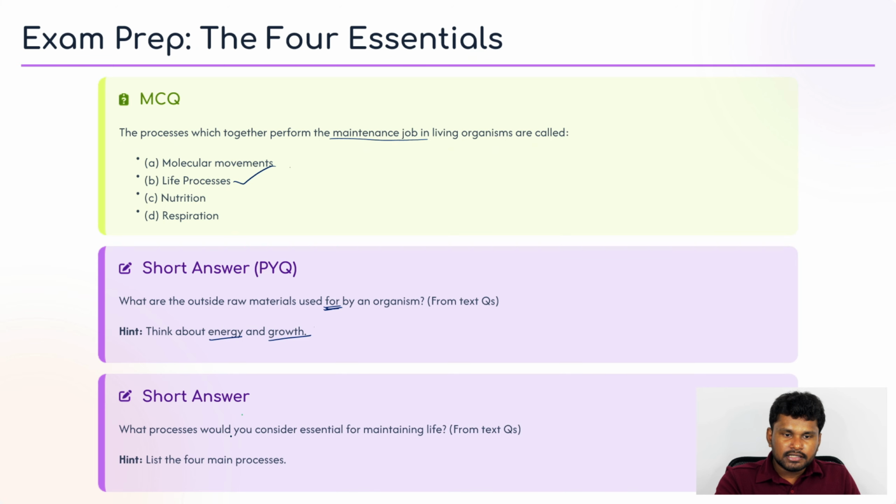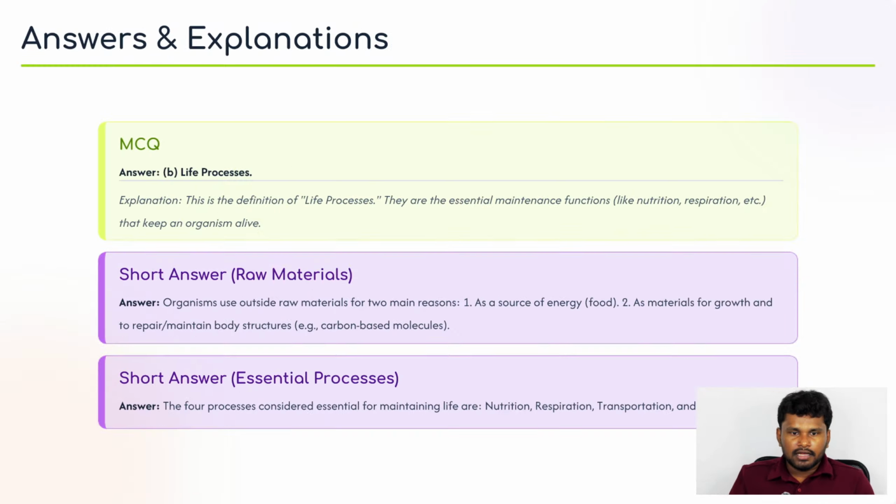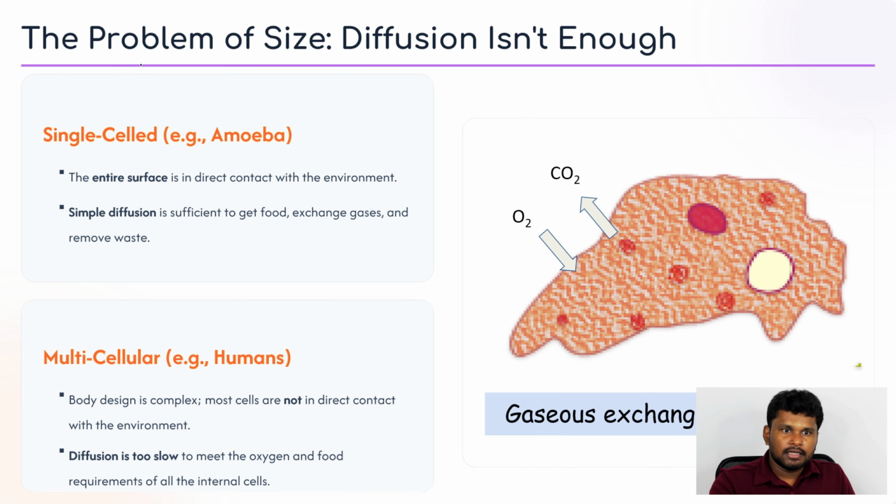What processes would you consider essential for maintaining life? You have to list out the 4 processes, which are: first one is nutrition, second one is respiration, third one is transportation, and the fourth one is excretion. You have to talk about these 4 systems. Okay, next slide. Just pause this and study the answers. If you still have any doubts, comment below stating the topic where you have doubt. Now let us move on to the next slide.